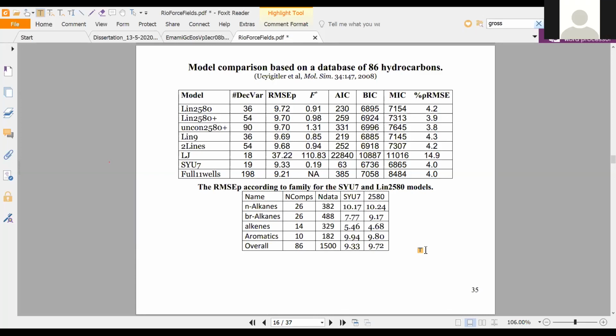Luis? Fred, may I ask another one? Sure. Sometimes we have the right results for the wrong reasons. And I wonder, with this kind of potentials, what happens to molecular conformations? Have you looked, for instance, at trans-gauche distributions of these longer alkane molecules?